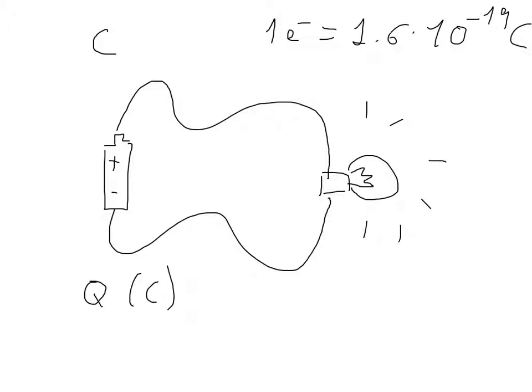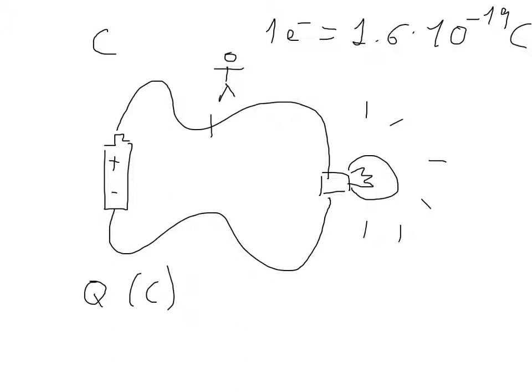Now, normally I'm not really interested in charge. What I want to know is current. Now, current is just charge per unit of time. So imagine that I'm standing here, and I want to know how many electrons, or how much charge goes through this point in 1 second. Well, that's called the current that goes through this point.